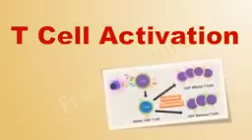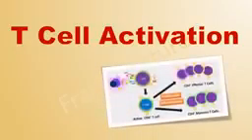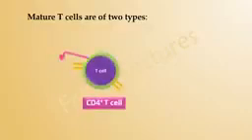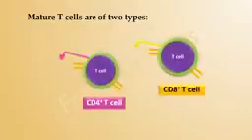T-cell activation. T-cell activation is a complicated process. We will keep it simple by discussing the main steps only. We know that mature T-cells are of two types, CD4 positive T-cells and CD8 positive T-cells. These are naive T-cells since they have not encountered any antigen yet. First we will study the activation of naive CD4 positive T-cells.